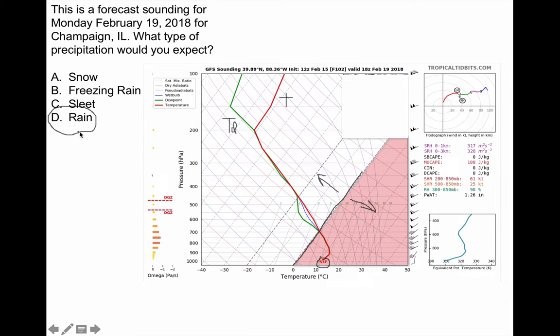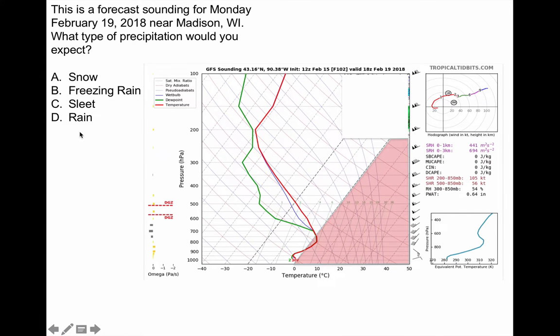Now, check this out. This is Madison, Wisconsin. A little bit different look here. You see the temperature profile, which again is this line over here. And again, this one over here is the dew point temperature line. Can you see this? The temperature's below freezing right in through here. And there's a little pocket right in there where, from this point all the way down to that point, I'll color it in a little bit, we have a melting layer, see it?